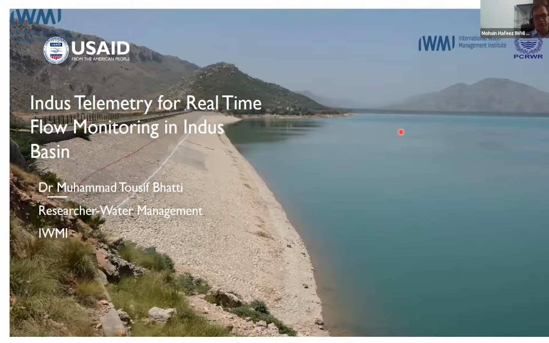Constituting its provincial from the Indus Basin and its tributary rivers. And I believe that the KP will be the first province that will have real-time flow monitoring along all the main strategic canals. And this will help the government agency in Asia, or in South Asia.